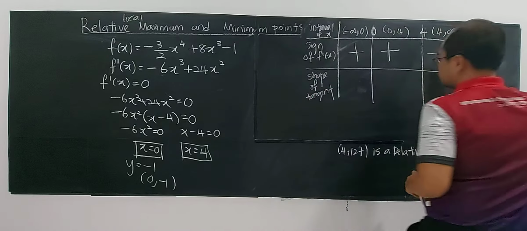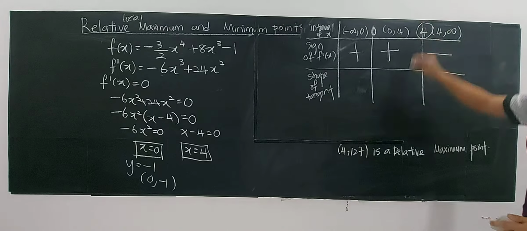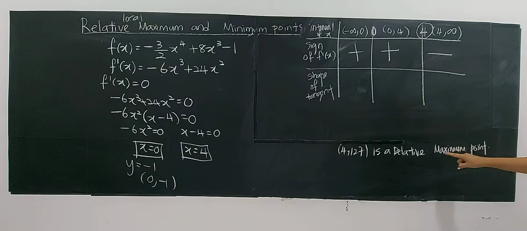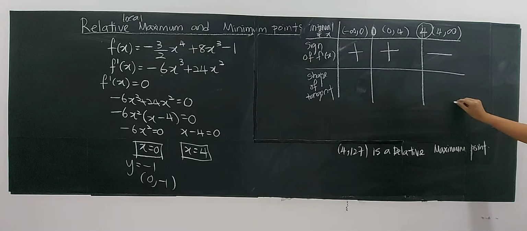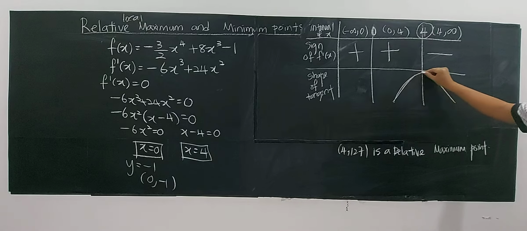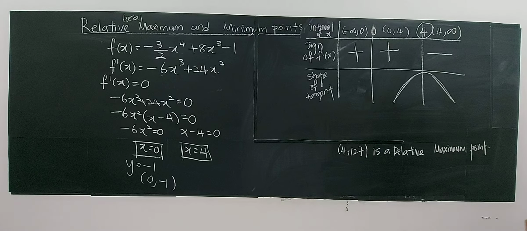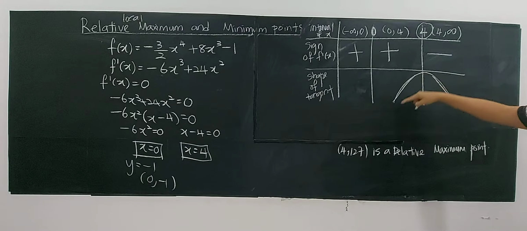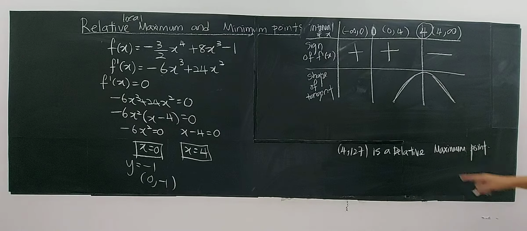For sure. Why? Let's talk about this point first. We talk about 4, 1/2, 7, which is the maximum point. Why? Negative, right? Positive, right? The gradient. So if you join, it's a relative maximum point. The second derivative test already tells you it's a relative maximum point.